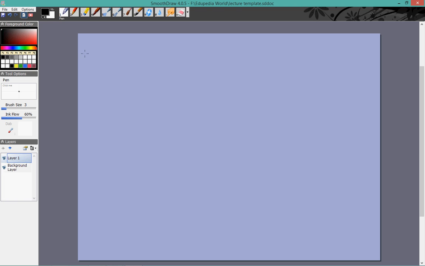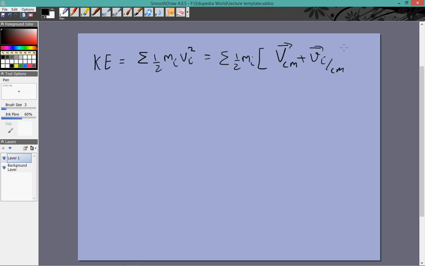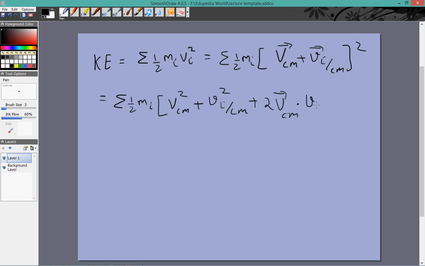But first we'll look at another important quantity, kinetic energy, and I'll do the same thing. That is summation half mi vi squared, which I can write as summation half mi (vcm plus vi with respect to cm) whole squared, right? That becomes summation half mi vcm squared. Now we don't need the vectors because it's a scalar now, plus vi with respect to cm squared plus 2 vcm dot vi with respect to cm, right?